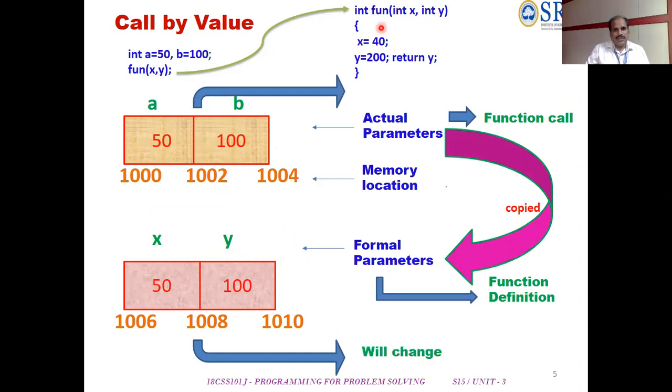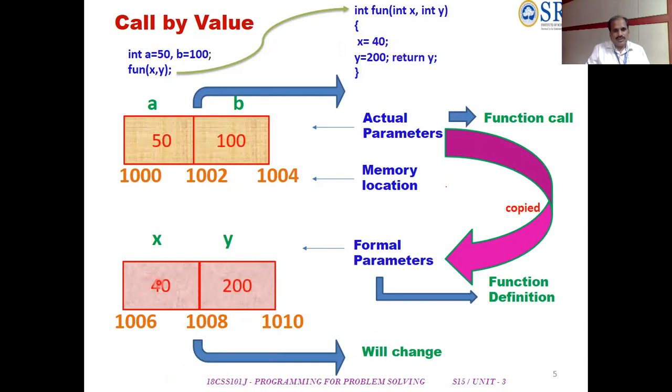Now in the called function, we are going to change the value: x equal to 40. x is nothing but the a value. What is the previous a value? That is 50. Now we are changing the value in the formal parameter in the called function. Now x equal to 40. Similarly, y equal to 200.